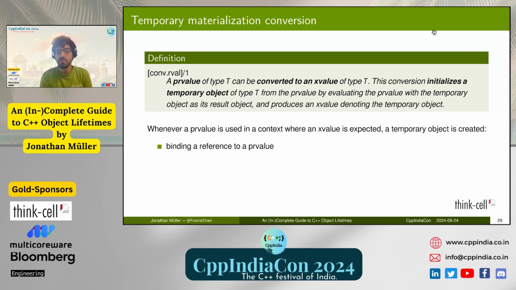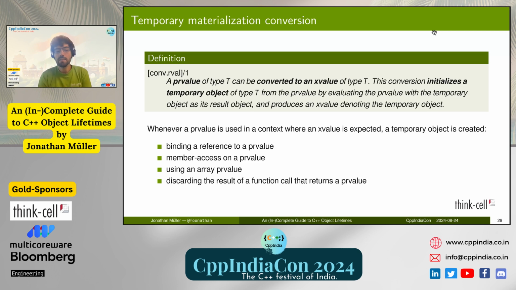So like some sort of reference. For example, when we bind a reference to a PR value, like the int to the 42 example, then we need an X value. So we create one using a temporary object. When we do member access, each member has the this pointer, which requires some memory address. So we create a temporary object to have the PR value at that memory address. When we use arrays, they really want to be pointers, and for pointers we need some storage. So we again create a temporary object out of the PR value.